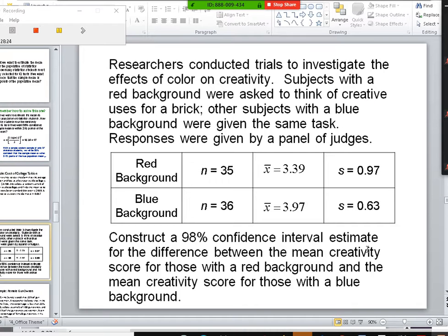Okay, this one's a little bit, all right, so I'm just going to talk about the part that's important. Construct a 95% confidence interval estimate for the differences between the mean creativity score for those with a red background and the mean creativity score for those with a blue background. Here's my information here. 10 seconds, go ahead.